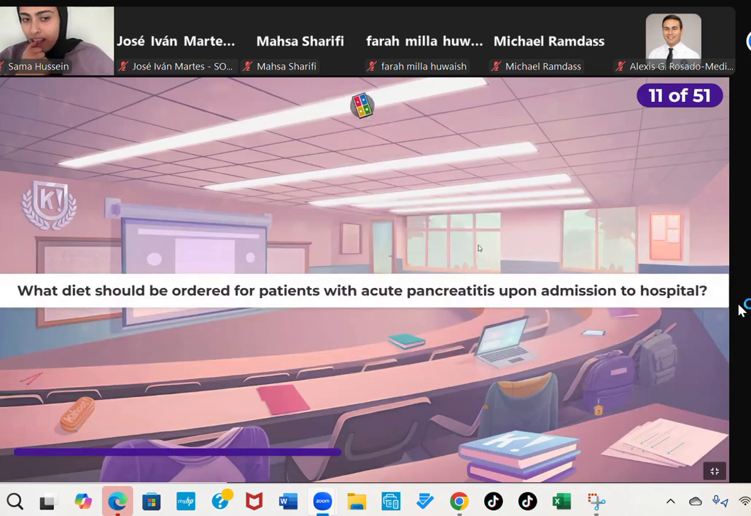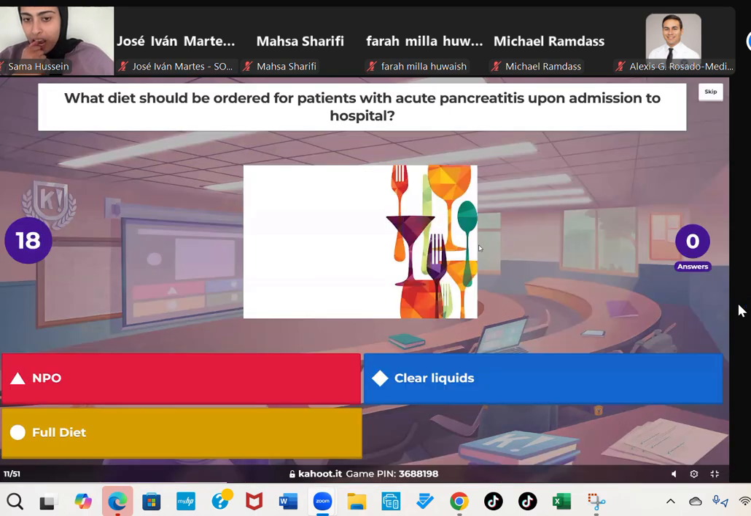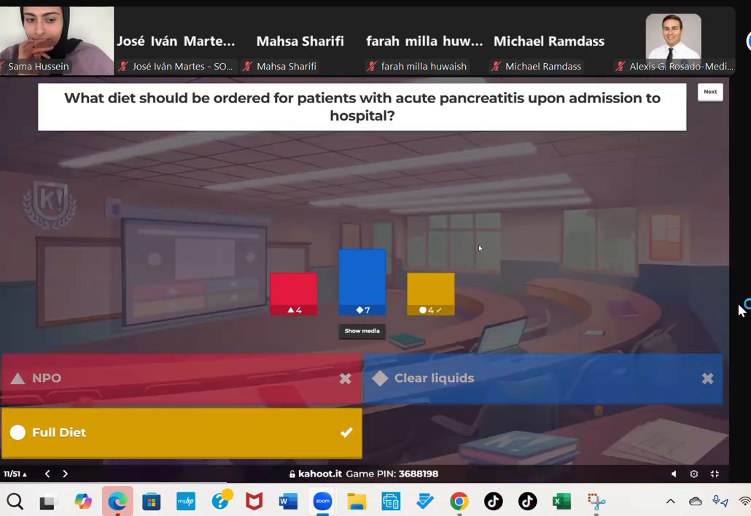What diet should be ordered for patients with acute pancreatitis upon admission to hospital? NPO, nothing by mouth, clear liquids, full diet. Ooh, okay. Why do we want them to have access to a full diet as soon as possible? To decrease the length of stay in the hospital. This was a trick question, I think, even though I did choose that.